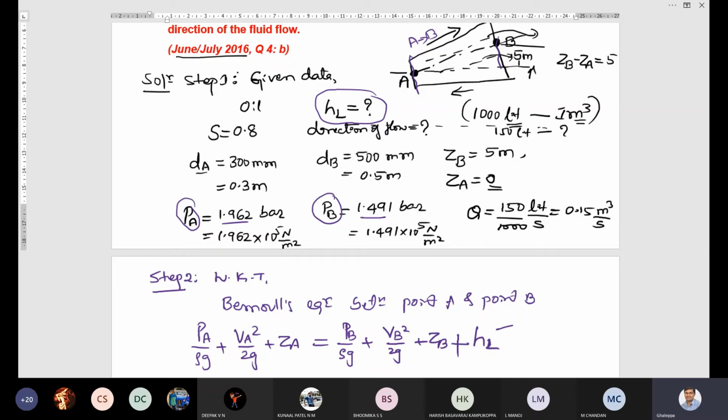If the PB value is 2 bar, assume, and the PA value is only 1.9 bar, then PB is more than PA, and the flow is in the reverse direction. Then you need to add this HL value on the other section, A will become the outlet in that case. Understood? Be careful when you are reading the statements of the numerical.